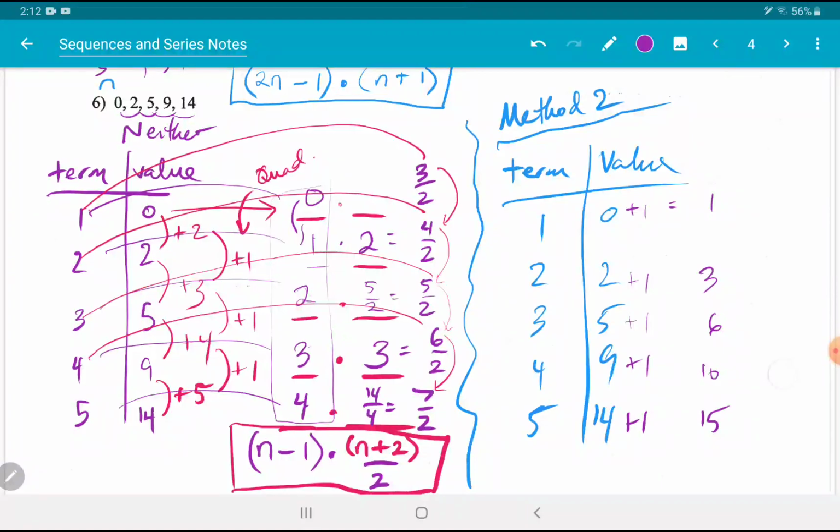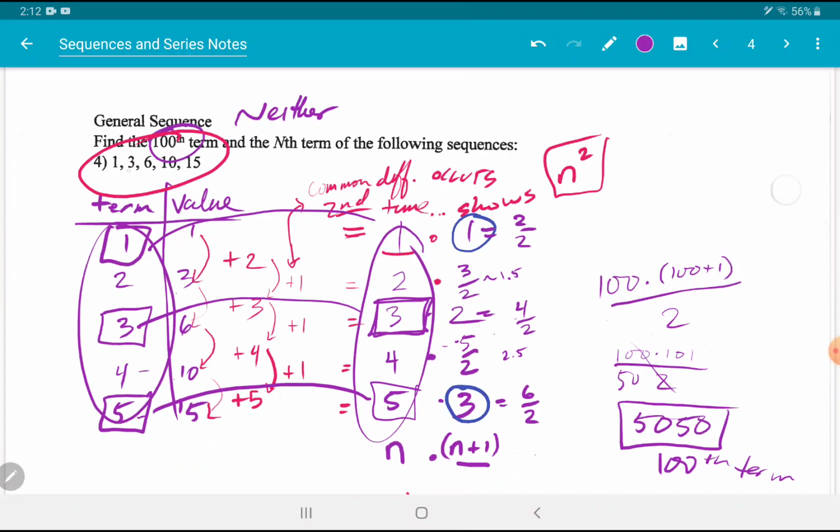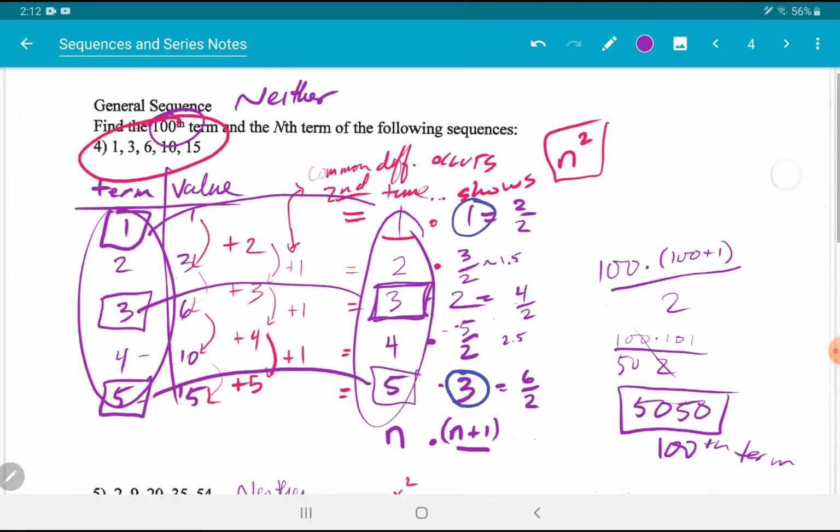Hopefully, in your head, you're thinking, I've seen that before, right? 1, 3, 6, 10, 15. Where have you seen that? Well, that was last week in our Zoom session. We did 1, 3, 6, 10, 15. It's the exact same pattern. We had that n times n plus 1 all over 2, right?